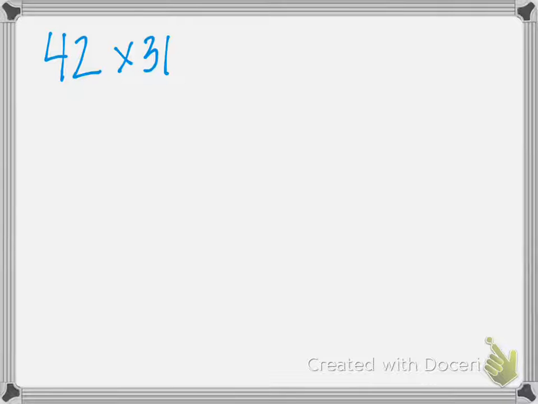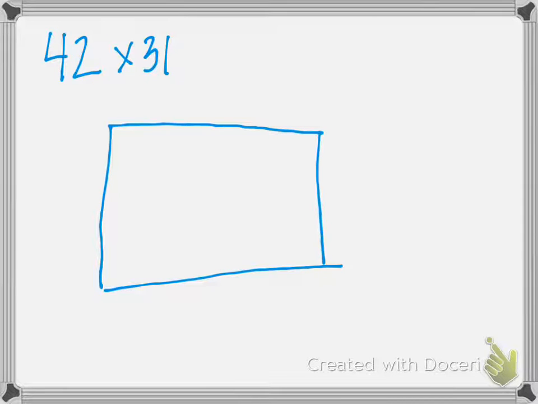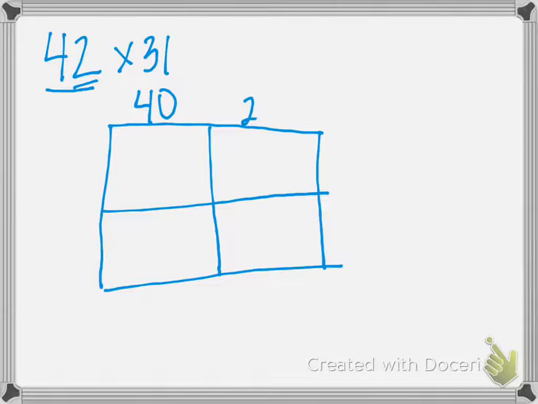To set up the area model, you're going to make a grid, and this will be 2 by 2 because each number is 2 digits, and you put the greater number on top. But the key here is to break up the number by place value. First we deal with the 4, which really isn't a 4, it's 40, and then the 2, which is just 2. So that's 42 right there. And then same with 31, we're going to go 30 and 1.